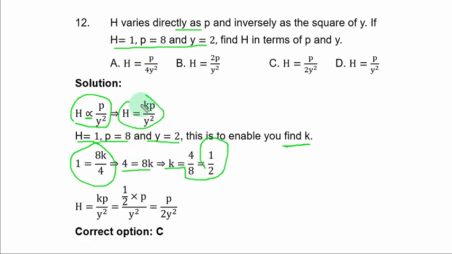So you write the formula and you replace k with 1 over 2 in this form. Now 2 is the denominator. It can come down and multiply y squared. So you have P over 2y squared. C is the correct option.